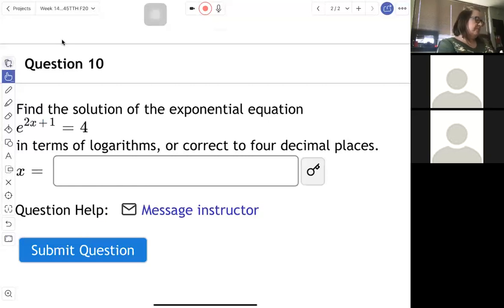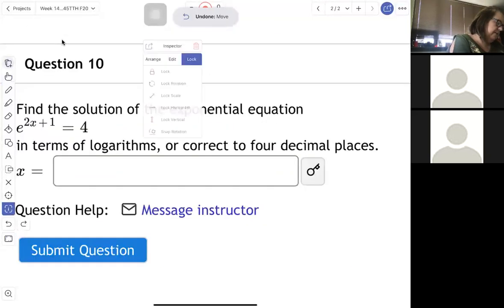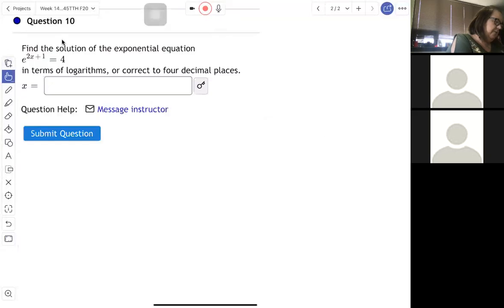So let's go, whoops, I didn't mean to twist that all around. Let me lock that down before I move it.